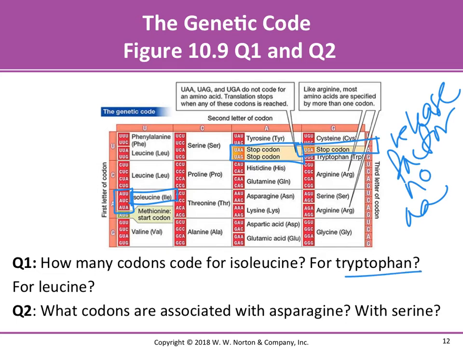What about tryptophan? Can I find it before you did? Are you finding it? Right here. That's the only one. It's just one. UGG. How about leucine? Oh my gosh, leucine's up here. And all of these. 6 of them.